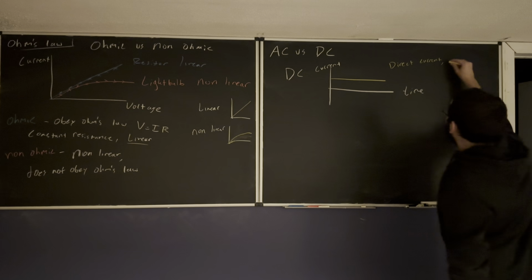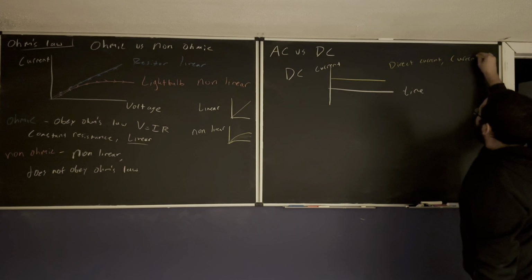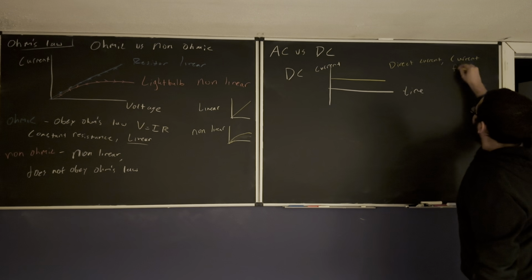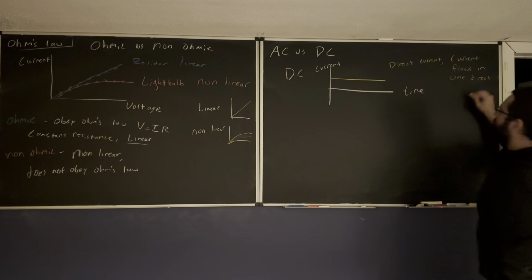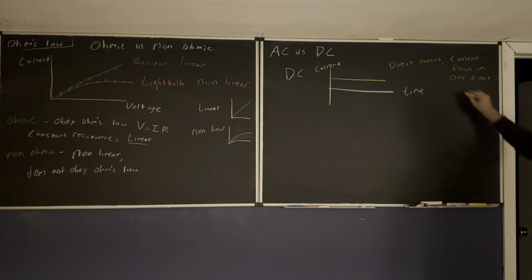All right, so basically with direct current, the current flows in one direction. It's constant. You have a constant horizontal line. All right, so it's constant.